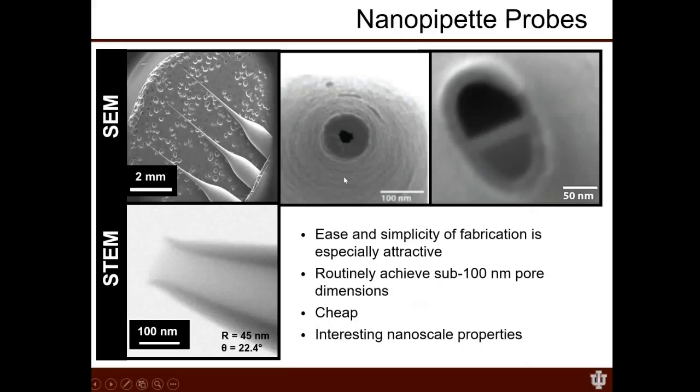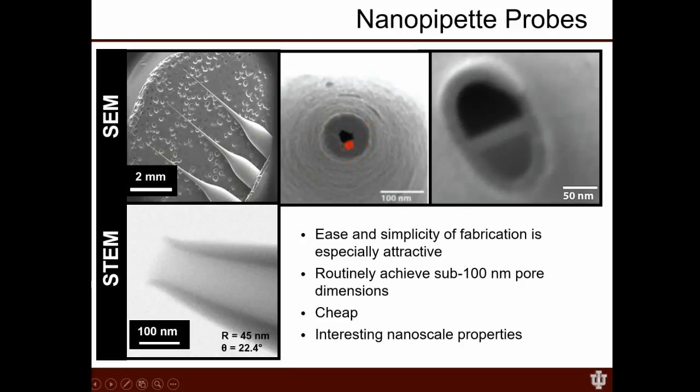So if we look at what the probes actually look like, what's shown here are a series of scanning electron micrographs. The top row is scanning electron micrographs. The bottom row is a scanning transmission electron micrograph. There are three capillaries that we've pulled into nanopipettes, shown here laying on their side. In the middle is an end-on view of a single barrel nanopipette.